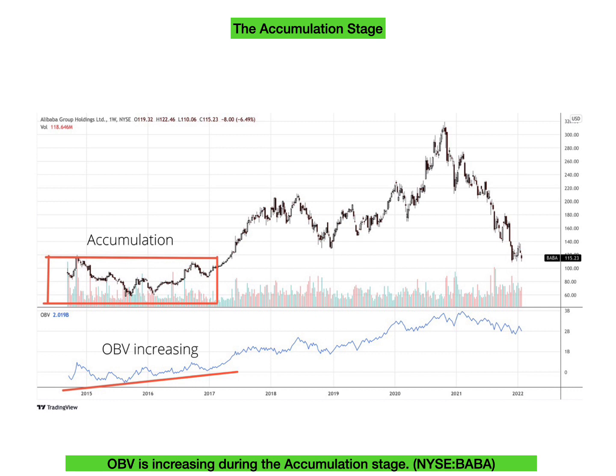So this is the accumulation stage. In the accumulation stage, the stock is still in consolidation. It is moving sideways. It moves within a range and it oscillates around the 200 period moving average. The volume is low. The accumulation stage prepares for an emerging bull market trend.